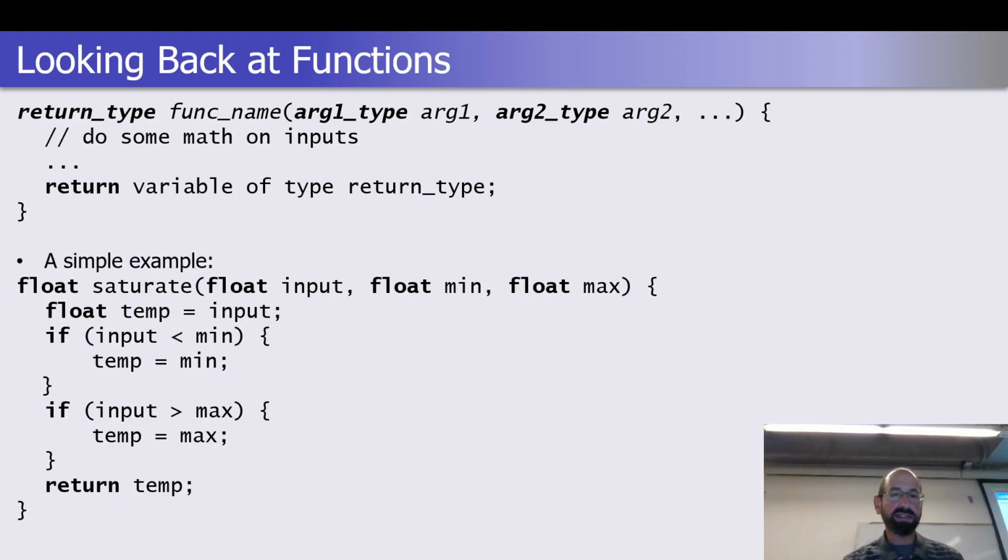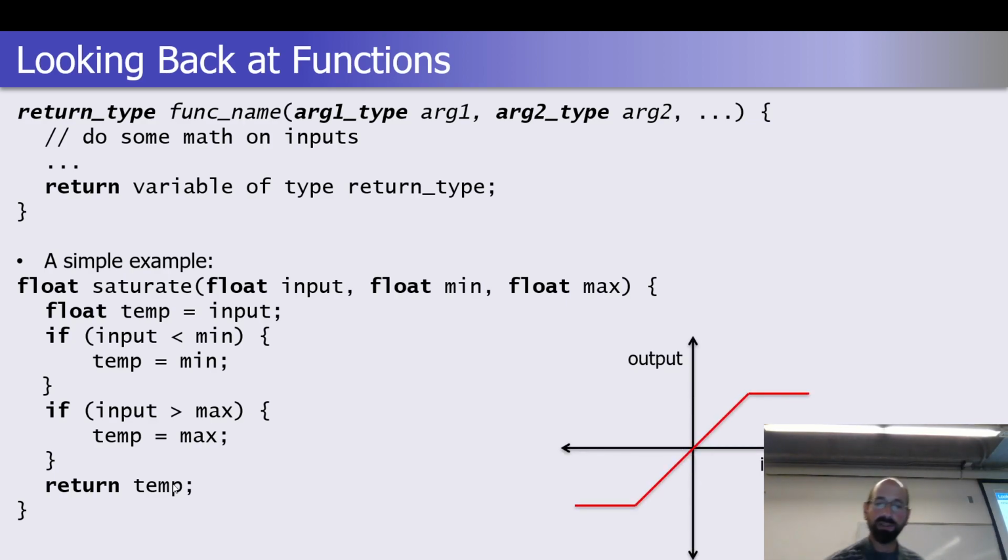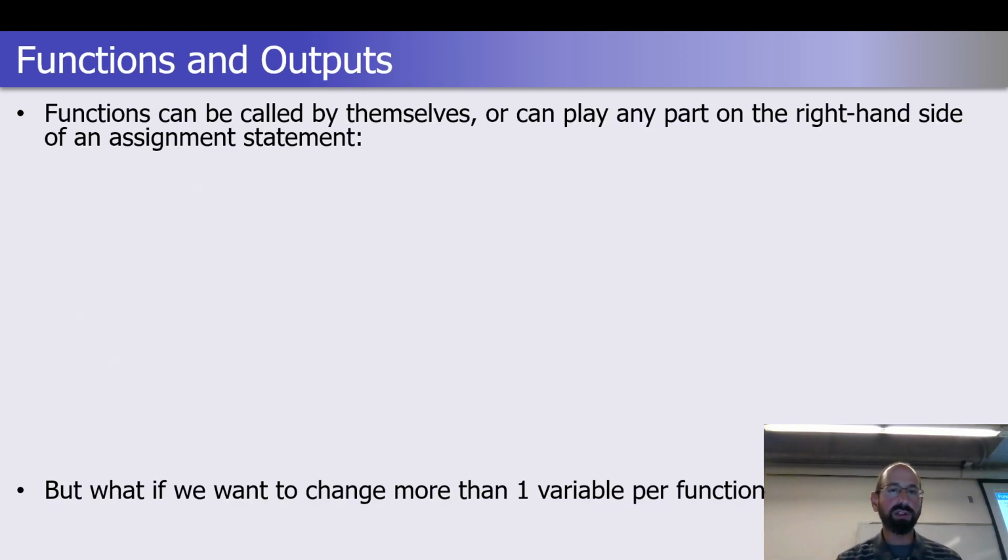This is an example that does a saturation operation. Given an input as well as a minimum and a maximum value, it saturates the input to either the input minimum or input maximum and returns that value. It's a saturating filter, right? So given an arbitrary input range, your output range is clamped to the minimum or the maximum. That is a very classic use of functions.